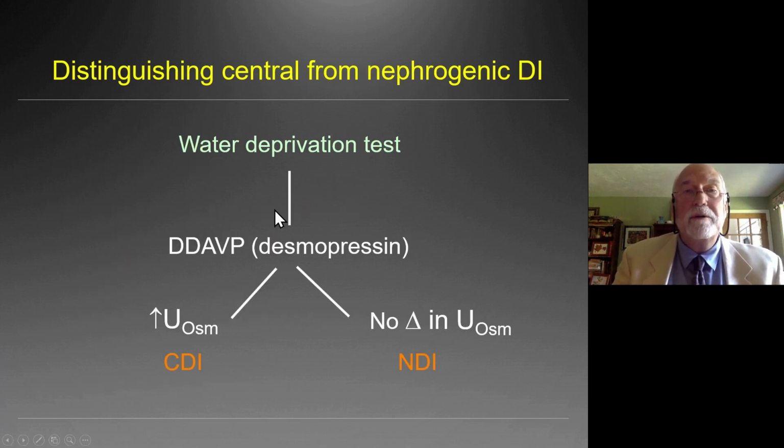A very simple approach to distinguishing central versus nephrogenic is to deprive someone of water, watch their sodium and their osmolality in the blood rise, administer arginine vasopressin, and if they're deficient in that, they will appropriately concentrate their urine. But if they have a nephrogenic cause, such as with lithium, there'll be little or no response. And this is how one can approach distinguishing central versus nephrogenic DI.